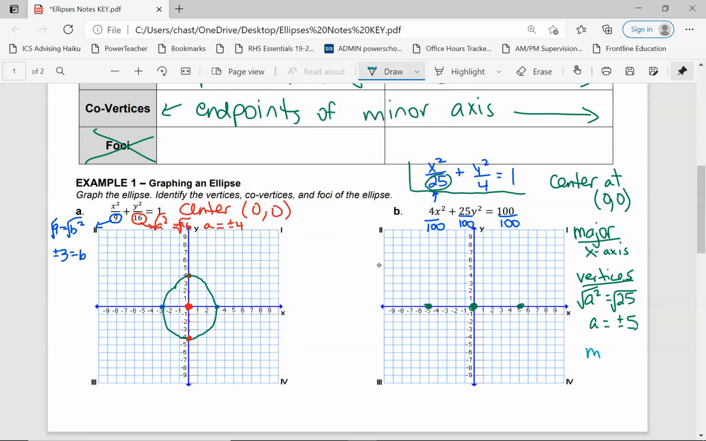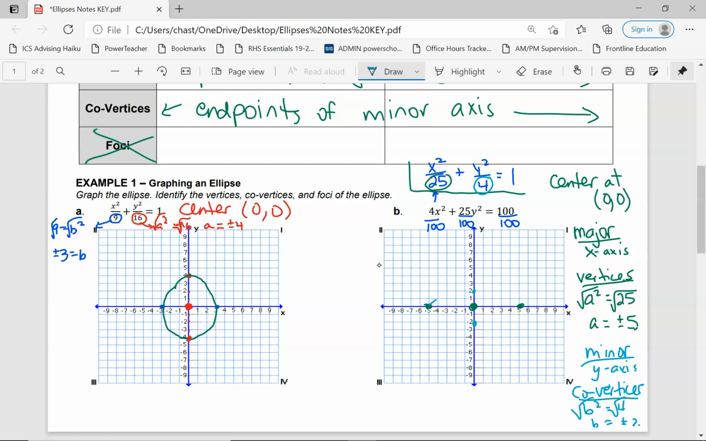Now we're going to do the minor axis. The minor axis is the y-axis. Our smaller denominator was there. And the co-vertices, that's what they call them, the co-vertices are going to be, so we say b squared equals 4. Oops, I was about to skip a step. Take the square root of both sides, and we go plus or minus 2 in the y direction. So up 2 and down 2.